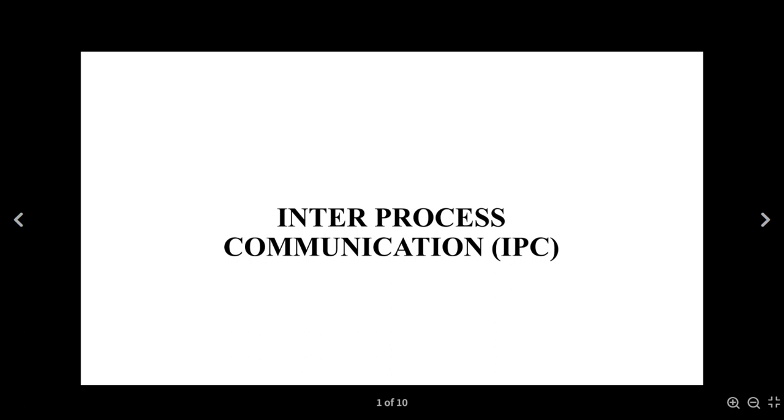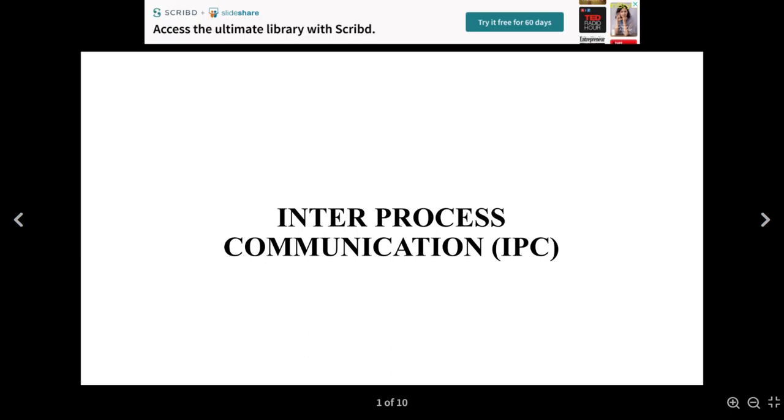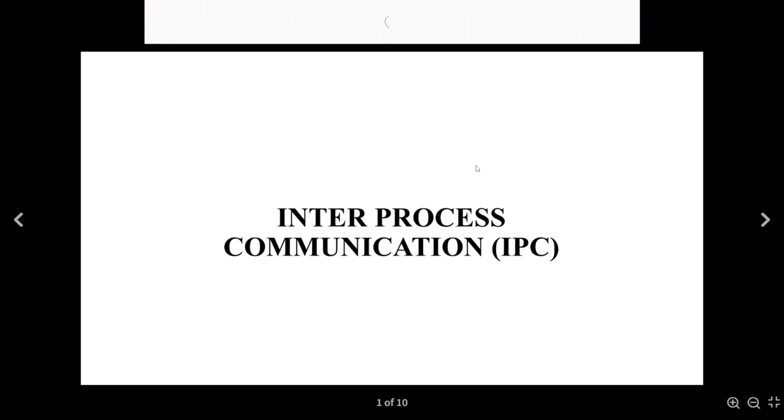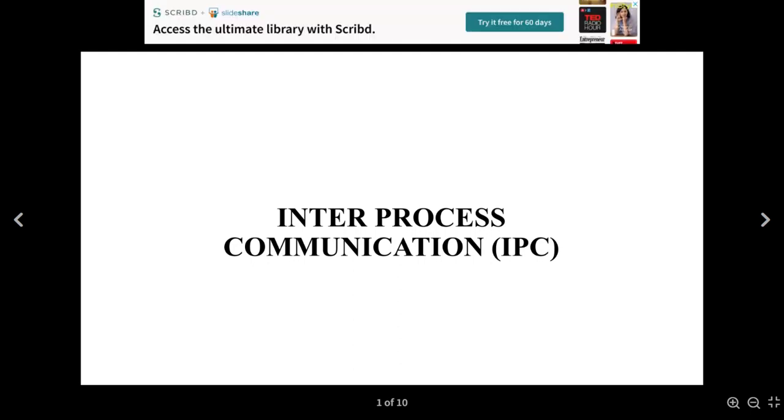Good evening, students. Today we will be discussing an important concept in operating systems that is mainly known as inter-process communication. We will be seeing what is the meaning of inter-process communication, what is necessary for inter-process communication, how processes communicate with each other, and what are the different mechanisms that are used by processes to communicate among themselves.